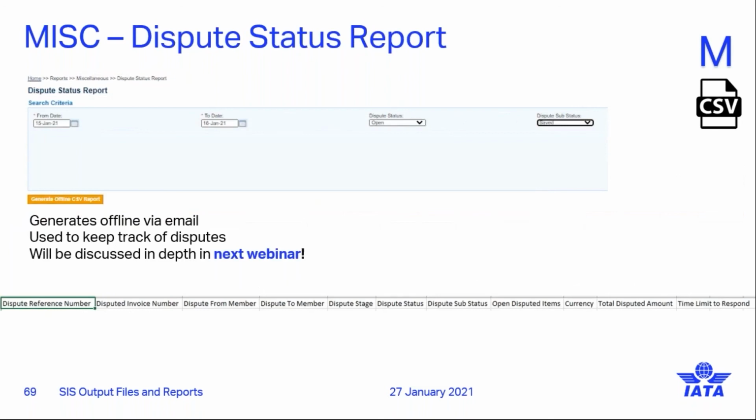Now, the last report that we discuss here is the dispute status report. Like mentioned on the last slide, this generates offline via your email, and you'll be sent the link to download. And this report is used to keep track of disputes. And we will be discussing this exact report and other topics in our next webinar for disputes.